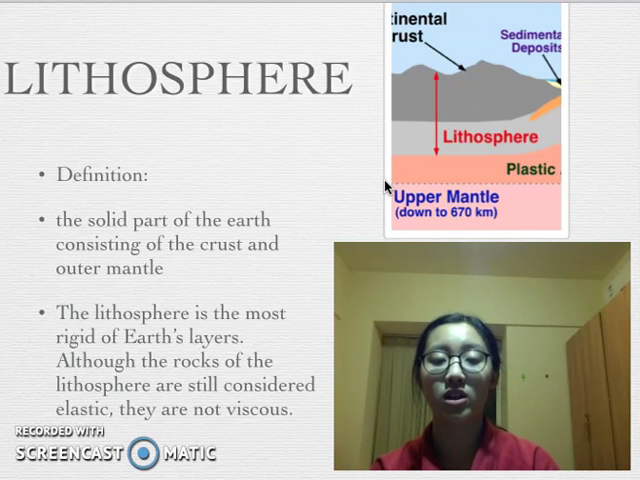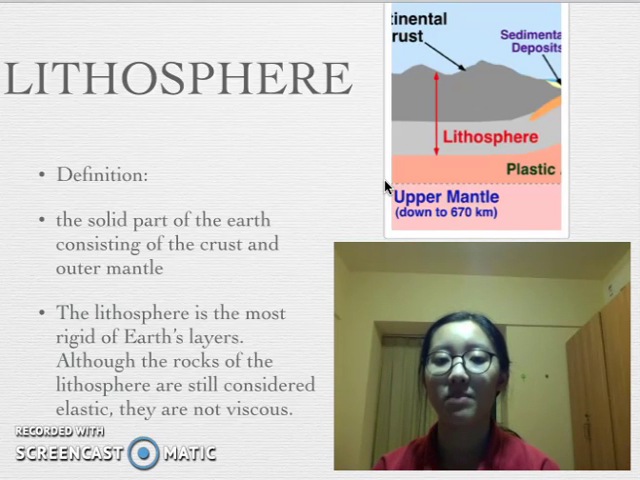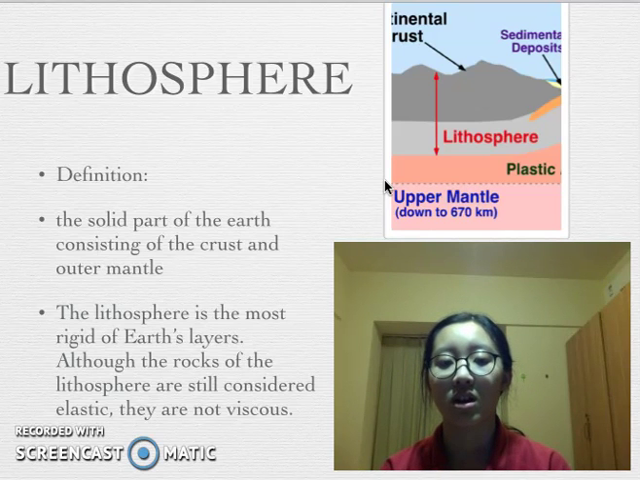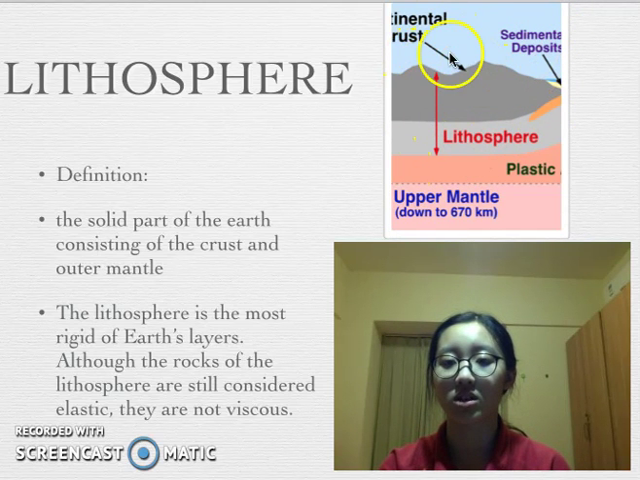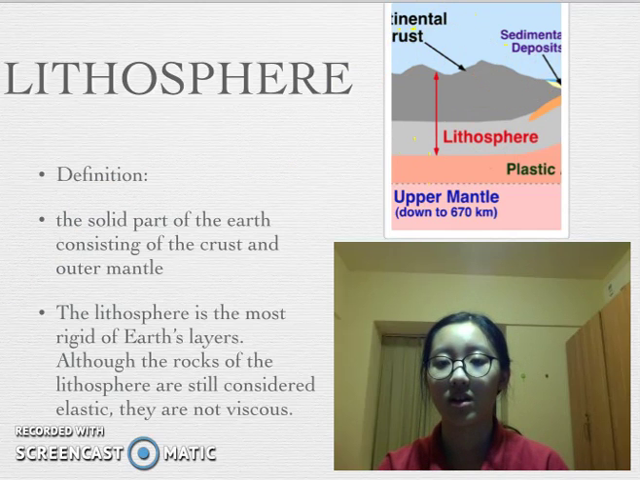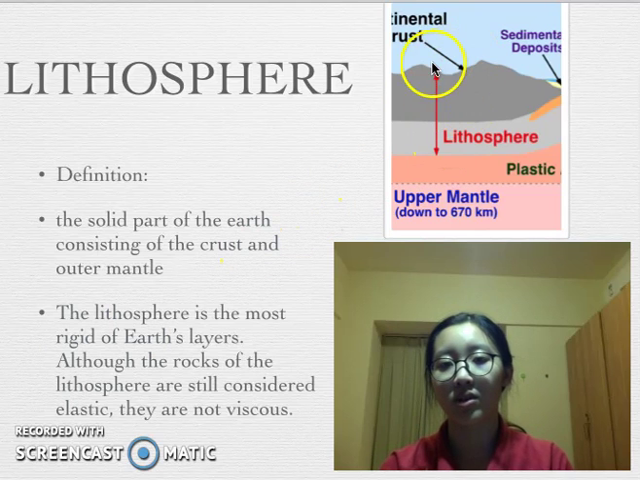Above asthenosphere is lithosphere. Lithosphere is a solid part of the Earth consisting of the crust and outer mantle. The lithosphere is the most rigid of Earth's layers. Although the rocks of the lithosphere are still considered elastic, they are not viscous. Lithosphere is this part in the picture, which includes part of the mantle and also the crust.